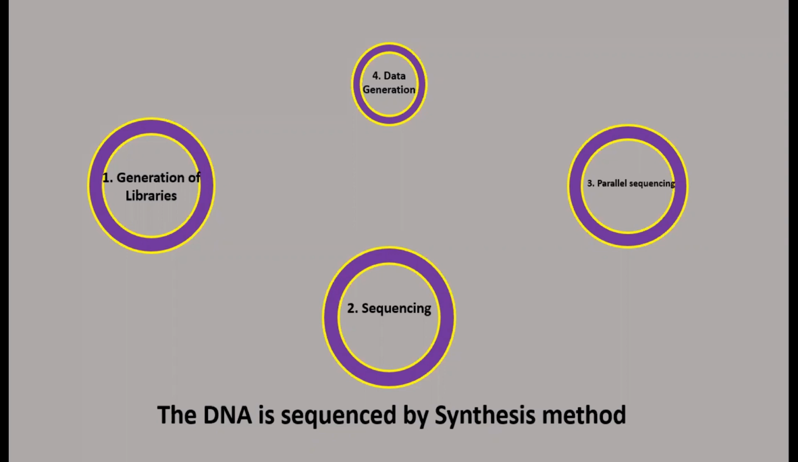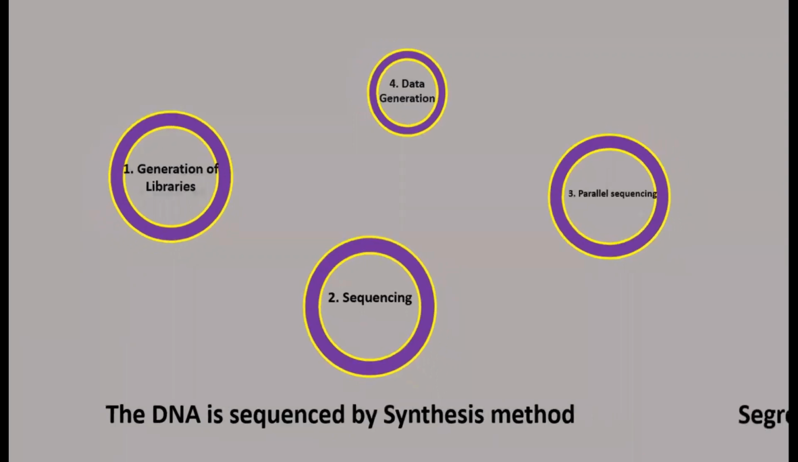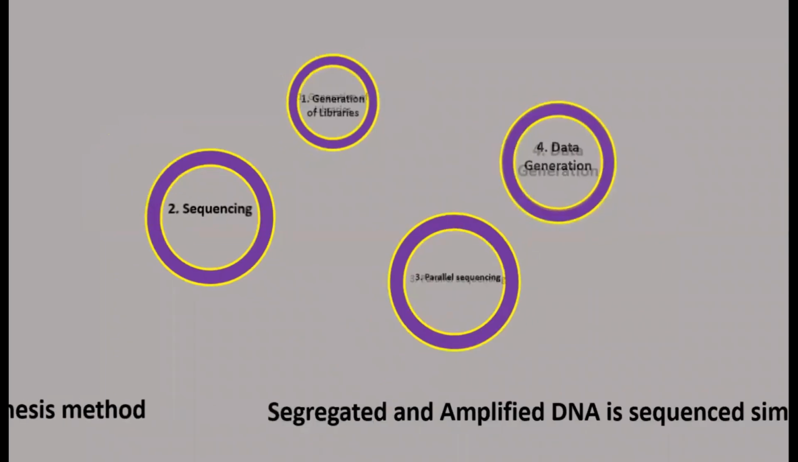So once you have generated a library, you go for your sequencing method. The sequencing method sequences DNA by the synthesis method. The synthesis method is basically the method whereby you apply your DNA polymerase and add a primer, and based on that, your DNA will be sequenced out.